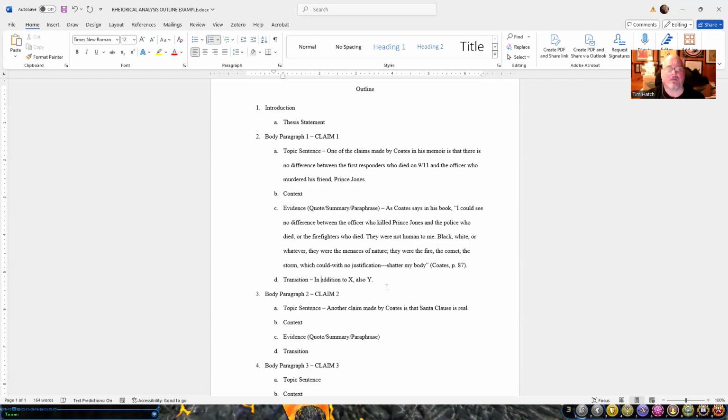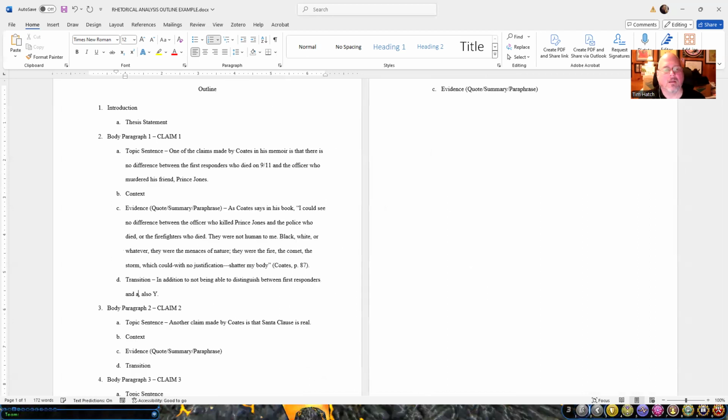So how does this work? In addition to X, not being able to distinguish between first responders and a corrupt officer, comma, Coates also believes Santa to be real.